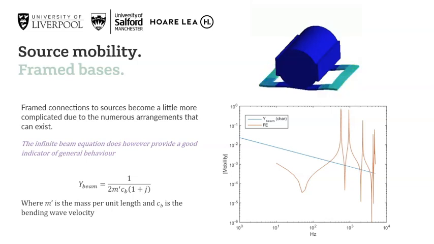When we start to think about framed connections to sources, things become a little bit more complicated due to the numerous arrangements that can exist. However, all is not lost, and as we've seen with timber-like structures, we can simply revert to infinite beam equations to give us a good indicator of general behaviour. And in this example, we've done exactly that. Our simulation has been plotted against the characteristic beam equation, and as we've seen for all infinite situations, we don't capture the peaks, but we capture the average trend.